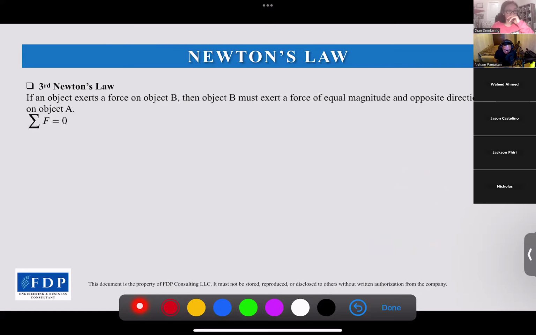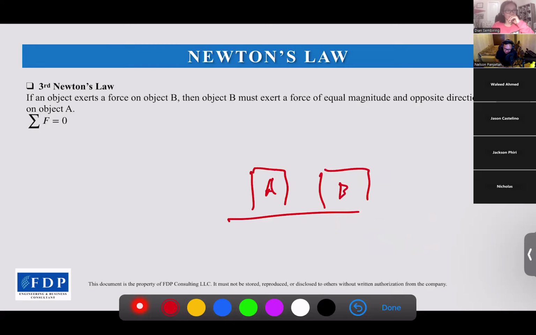And the third Newton's law is if object A exerts a force on object B, then object B must exert a force of equal magnitude and opposite direction back on object A. So if there are two objects, let's say A and B, and A gives a force F to B, then B will respond with the same force to A. So the total force acting on the system will be zero. That's the third Newton's law.